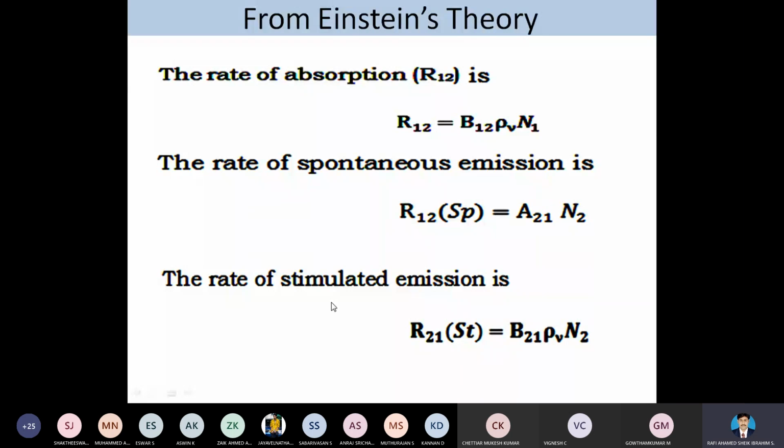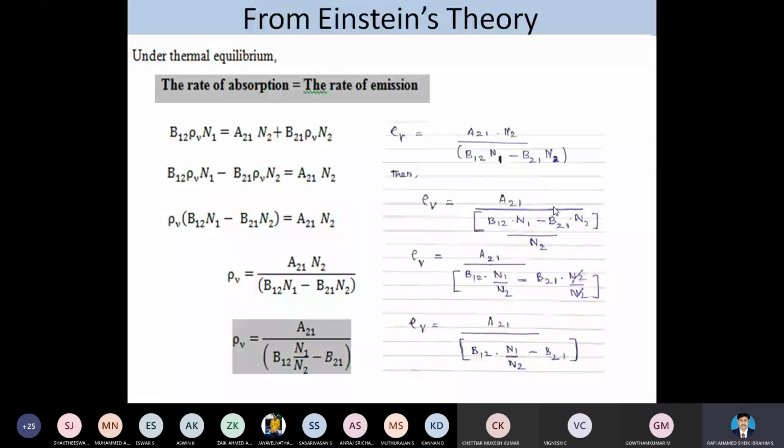Just see these 3 equations, where we are using the symbol rho V; in spontaneous emission the symbol rho V is not used. Why it's not used, you should know. This rho V is an input energy. This rho V is an additional induced energy. Here there is no inducement, it jumps directly. That's why no rho V. So now we can start our derivation.